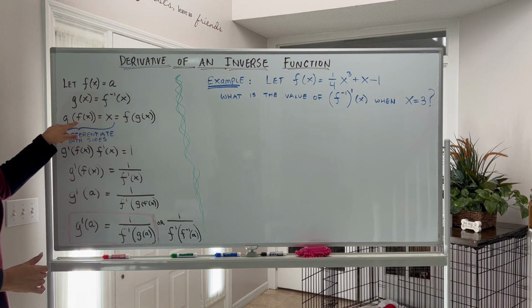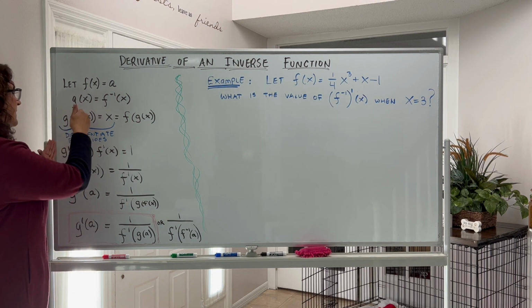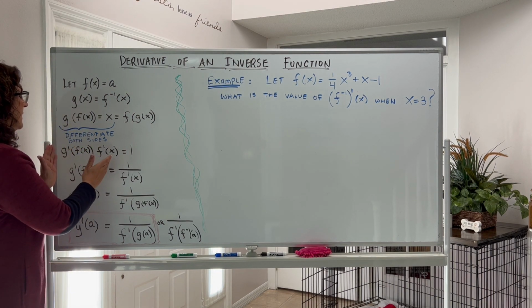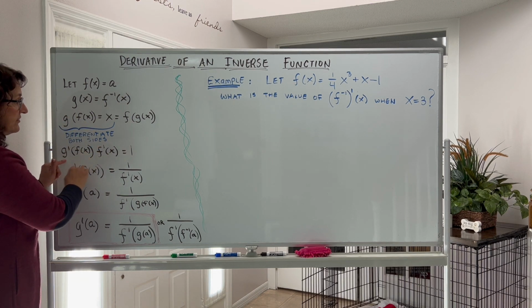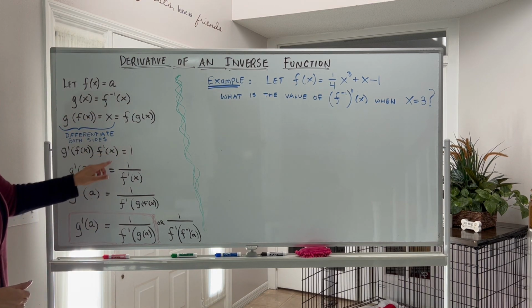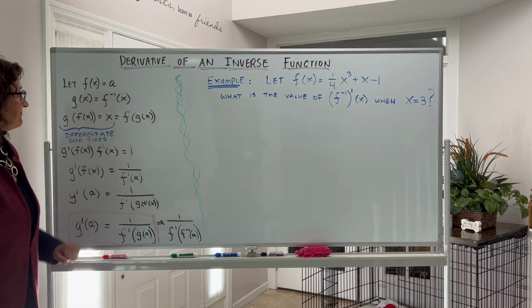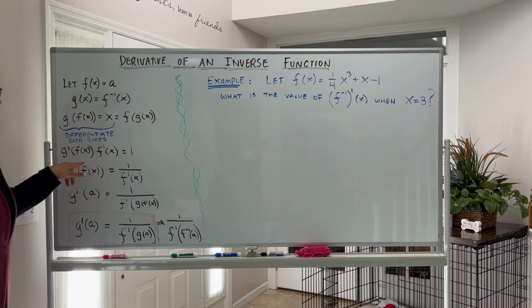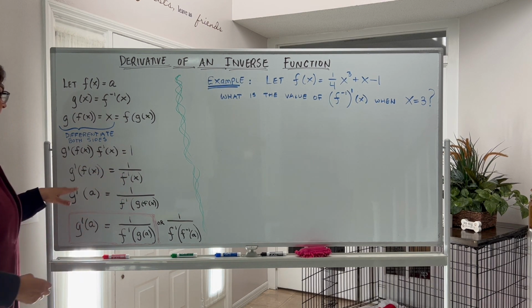On the left side, you're going to need to use the chain rule, right? So you're going to have g prime, bring down the inside f of x, times f prime of x. Use the chain rule on the left: derivative of the outside, leave the inside alone, times the derivative of the inside. On the right side, the derivative of x is 1. Then we divide both sides by f prime of x, so you have 1 over f prime of x.